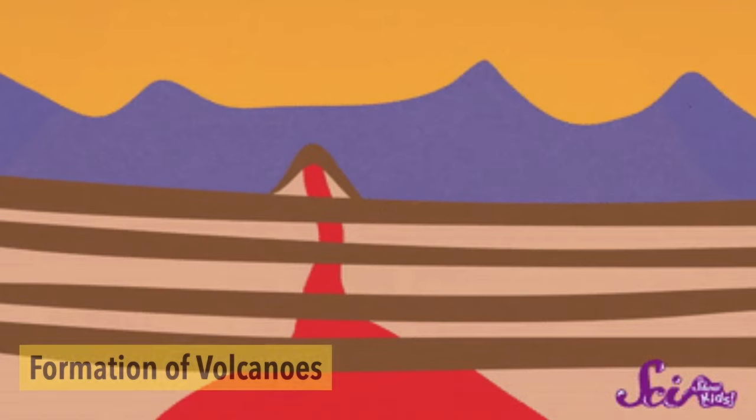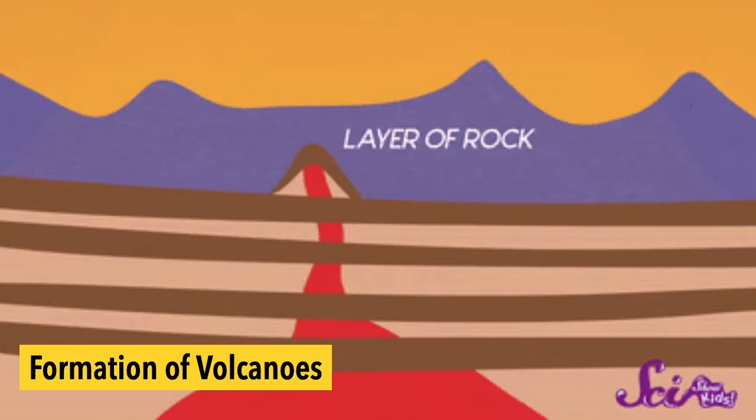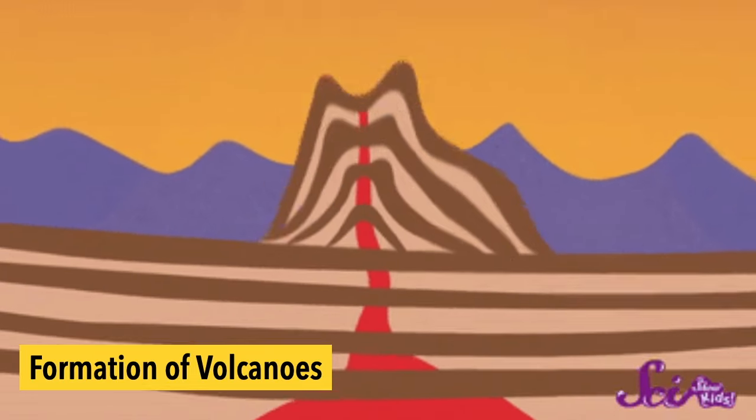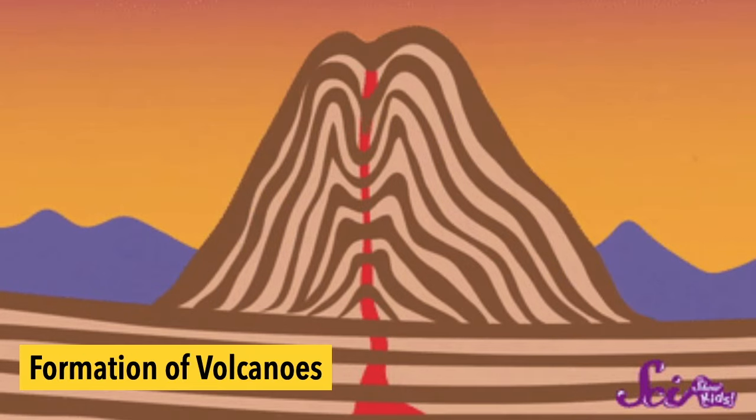But then how are volcanoes formed? Volcanoes are formed when layers of melted rock or magma reach the Earth's surface and become lava. As lava flows cool and harden, they make the volcano bigger. Note that these processes take thousands of years to occur.